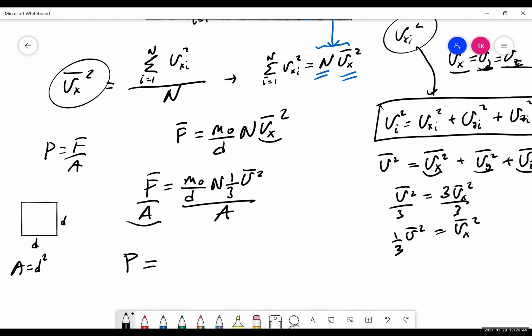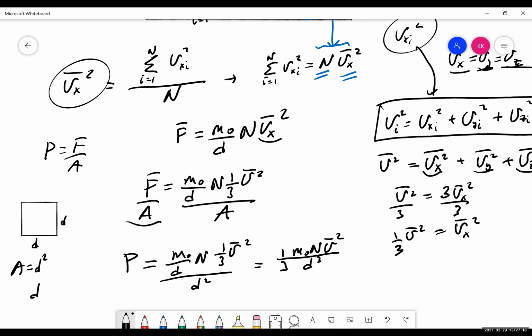Area is just D squared. Okay. That means here on the right side, I have M over D times N, 1/3 of the velocity average square, divided by D squared. Okay. Well, if I combine all together, I have 1/3 mass times number of molecules times the velocity average square, divided by D cubed, because D and D squared together give me D cubed.